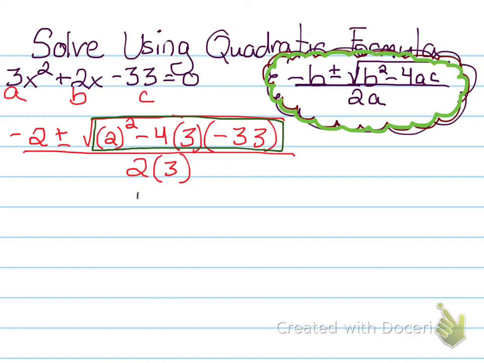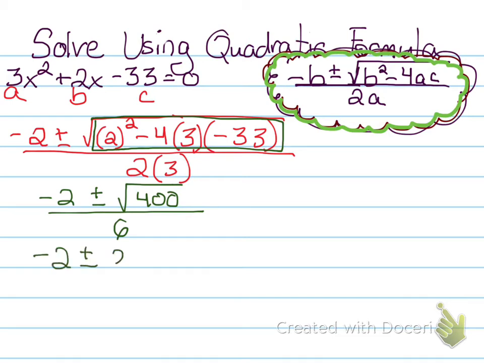And so I'll bring everything else straight down. And you know, 2 times 3 is 6. So I'll go ahead and write that for the denominator. All right, so now I'm going to check to see if the square root of 400 is a perfect square. It is. And it equals 20. So technically what I'm looking at is negative 2 plus or minus 20 over 6.